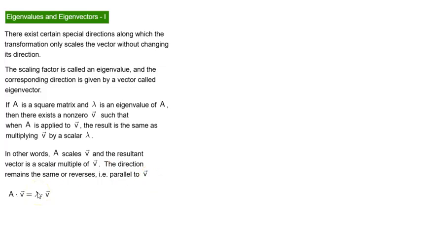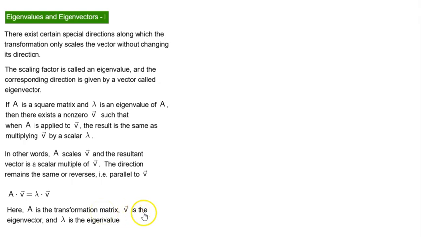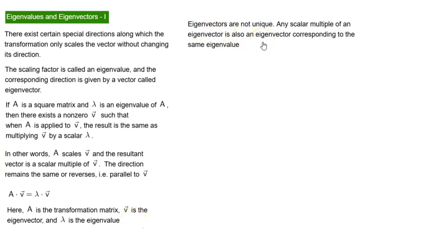So how do we represent this? We say A times the vector is equal to the scalar times the vector. Here A is the transformation matrix, V is the eigenvector, and lambda is the eigenvalue. Eigenvectors are not unique. Any scalar multiple of an eigenvector is also an eigenvector corresponding to the same eigenvalue. So let's try to understand this much more concretely.